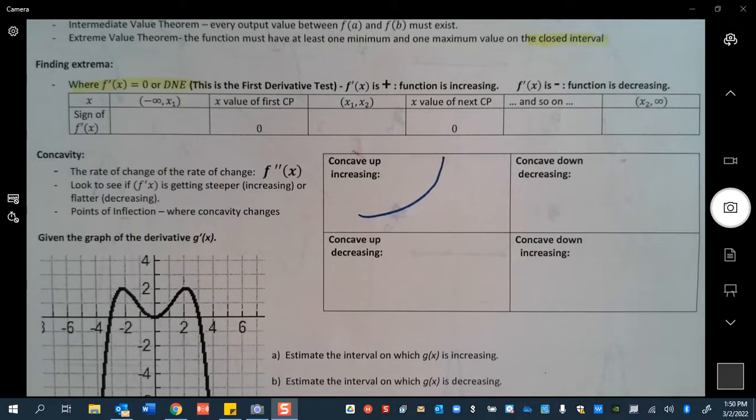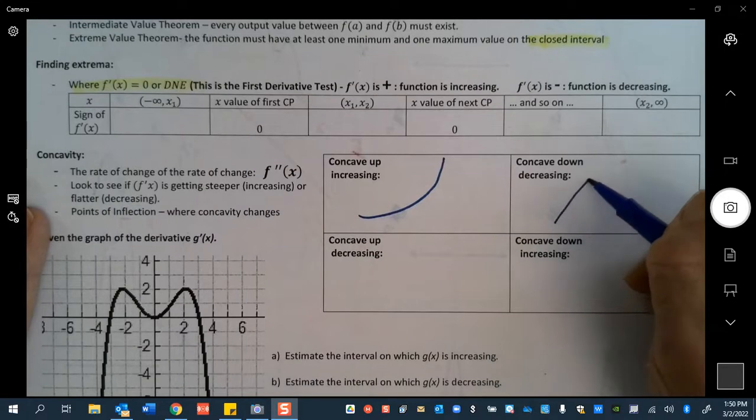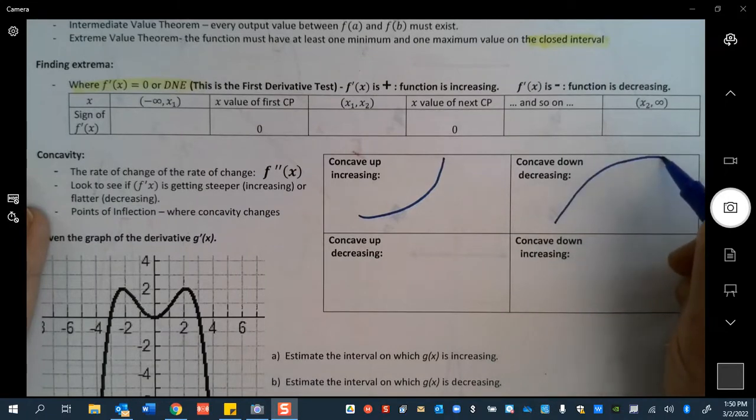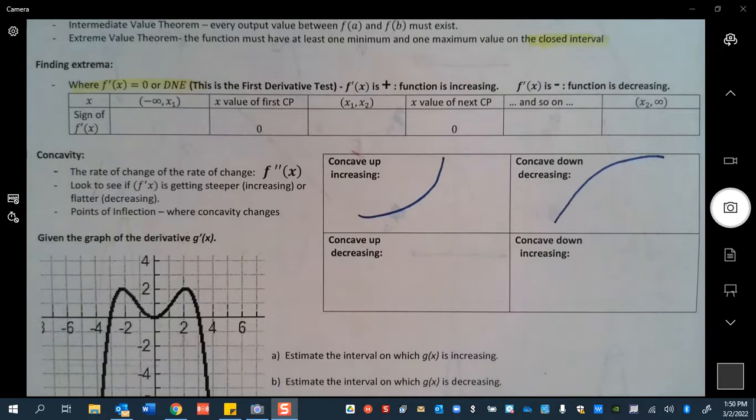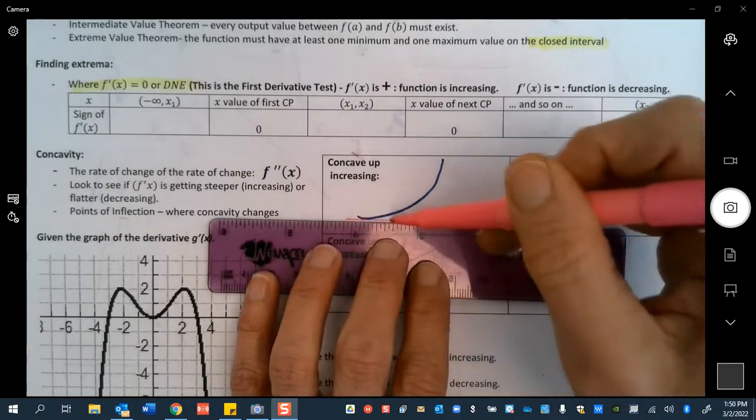If it's concave up and it's increasing, it looks like that. If it's concave down and decreasing, it looks like that. And what I want you to do is, if it helps you, take your straight edge or a ruler, make some sense of those tangent lines.